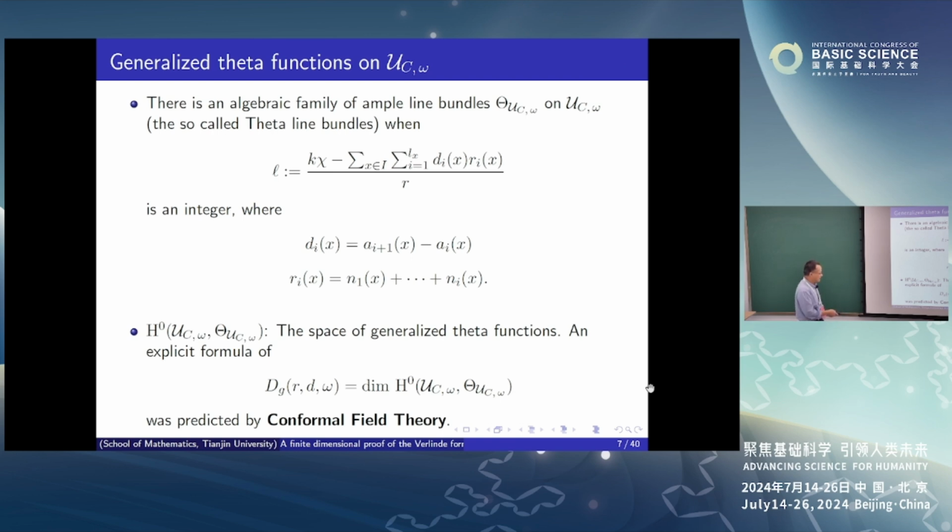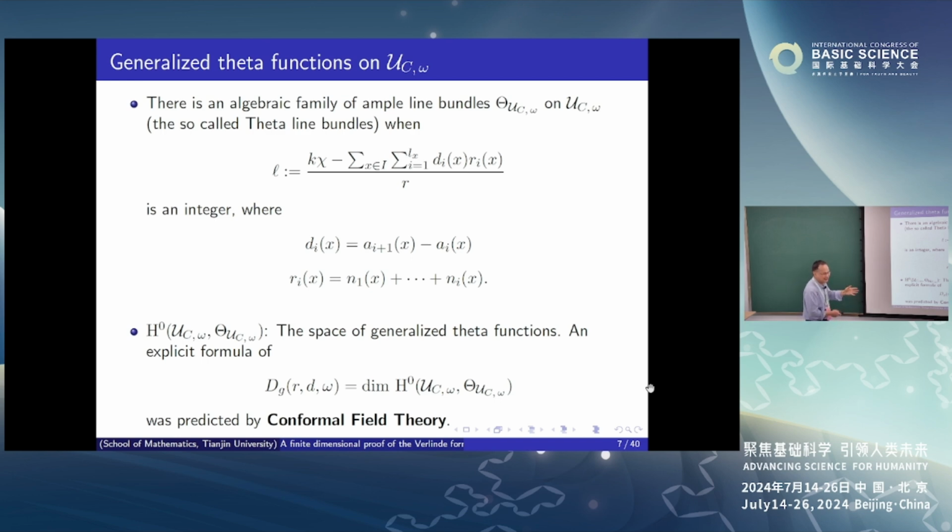The vector space has a dimension. So what is the formula? This formula was predicted by conformal field theory. I don't want to go into the detailed proof, but I try to explain how it comes from the physics.